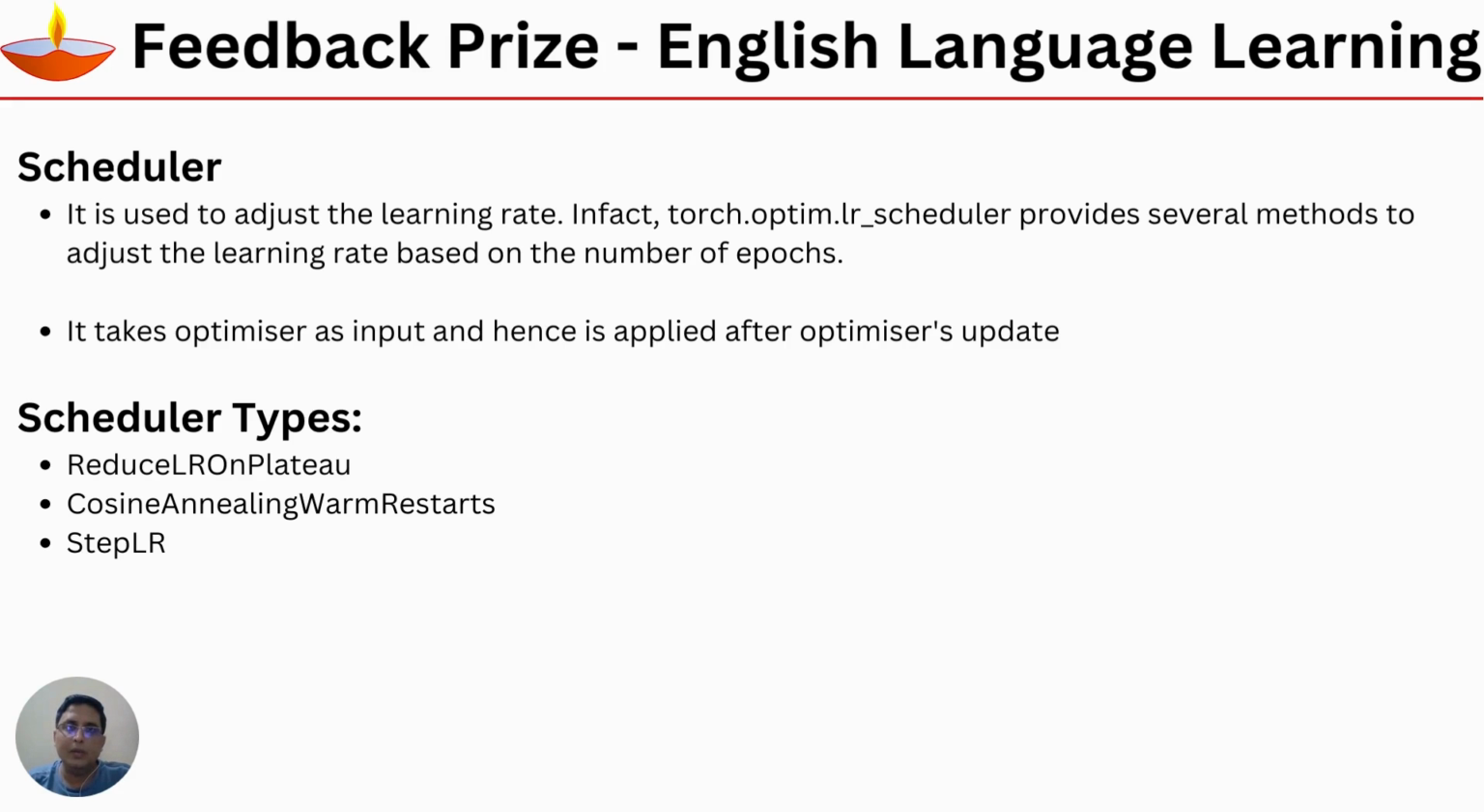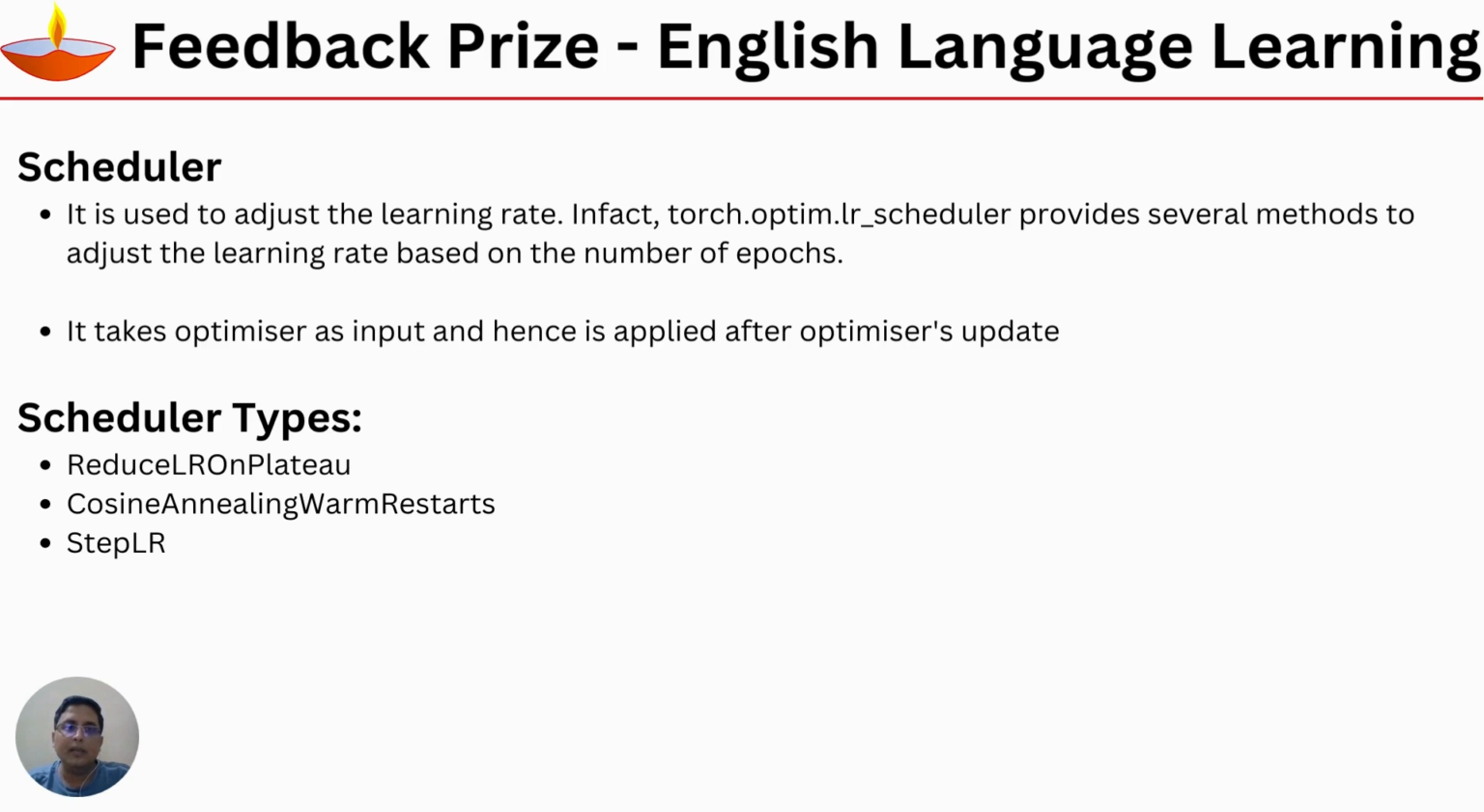ReduceLROnPlateau essentially reduces the LR until the specified metric doesn't change. So if there are not many changes in the specified metric, then this scheduler would automatically make changes in the LR.